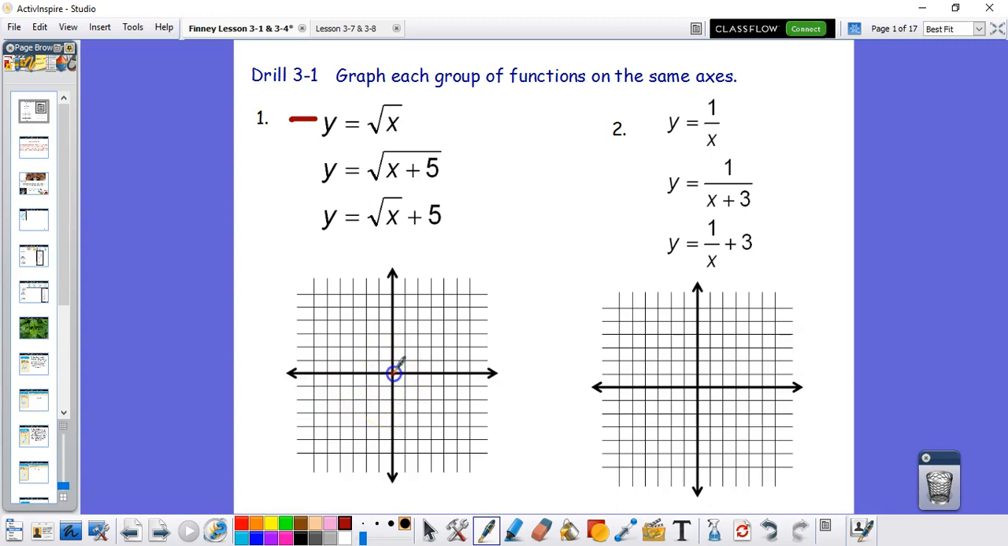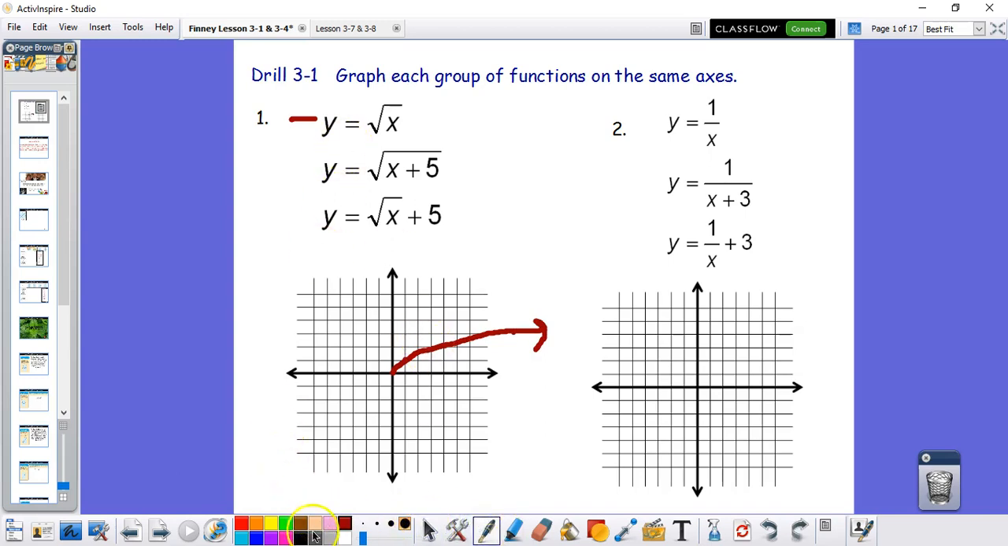So the square root of 0 is 0, the square root of 1 is 1, the square root of 4 is 2, and the square root of 9 is 3. So my graph looks a little something like this. When I connect the dots, let's see if I can do a fairly decent job. Not too shabby.